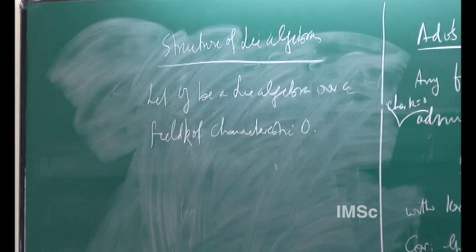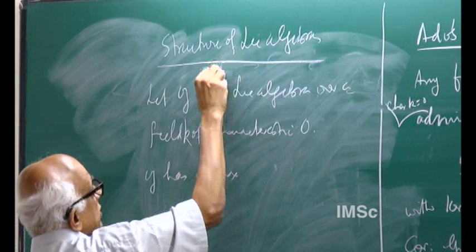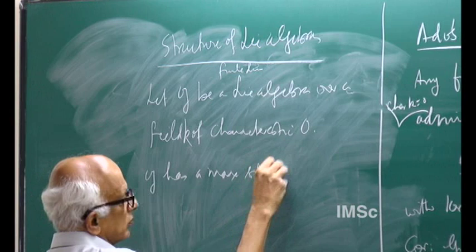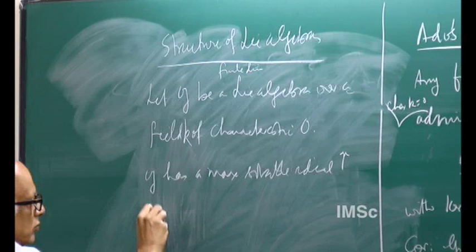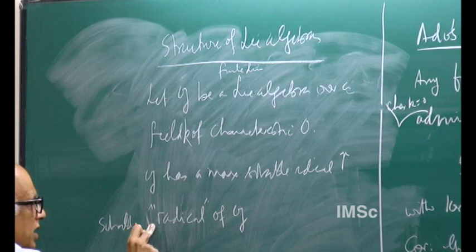Then, as I said, G has a maximal... We're looking at finite dimensional Lie algebras, so it's obvious that G has a maximal solvable ideal, R, called the radical. Or soluble radical, to be more precise, because there's another, the nil radical, which we will also come across: the soluble radical of G.